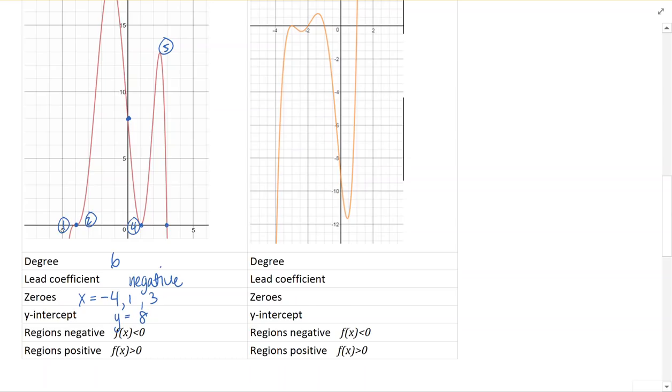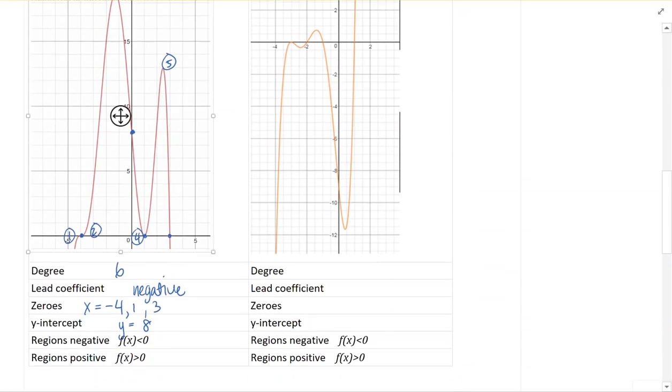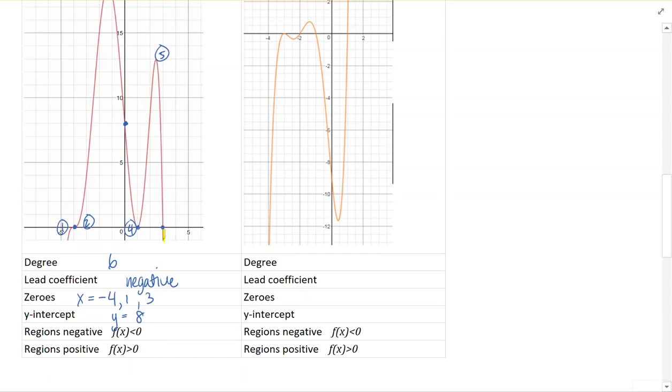Now, regions that are negative. So where is this graph negative? It's basically just down here and on this side. So when I'm talking about negative, okay? Just those two parts right there. So it's negative when x is smaller than, what is that, -5? Nope, -4. And it's also negative when x is greater than 3. Put a comma there. Now, regions where it is positive.